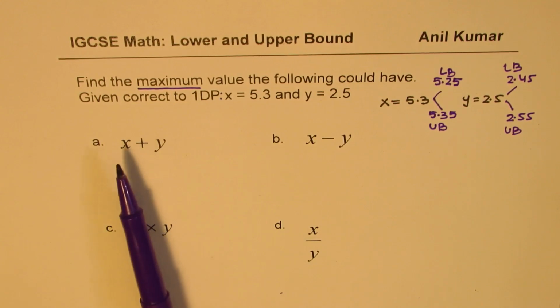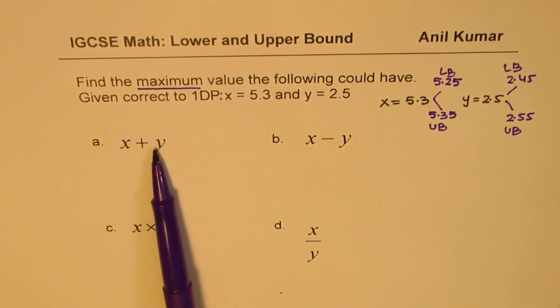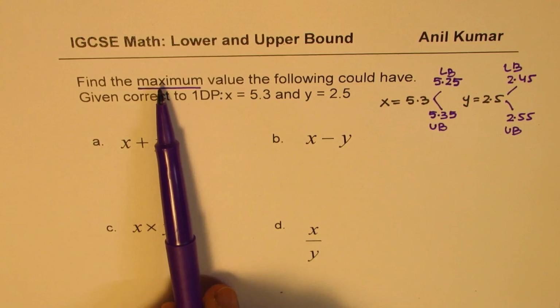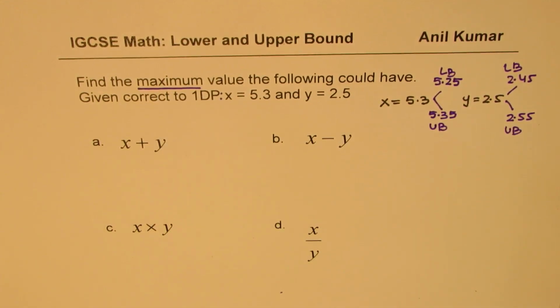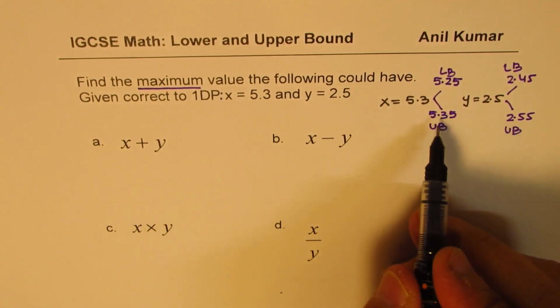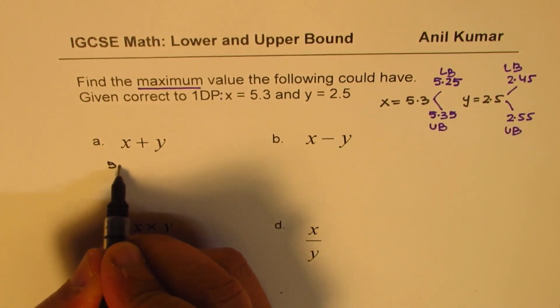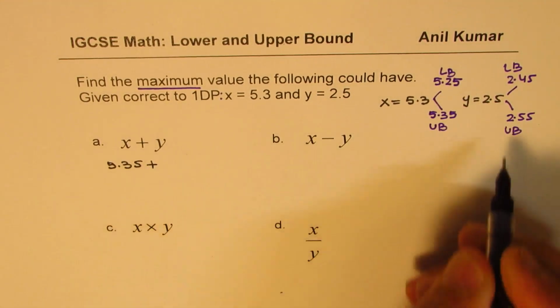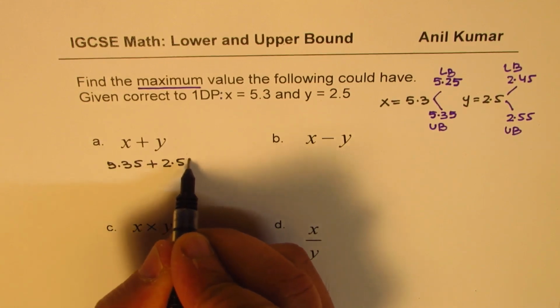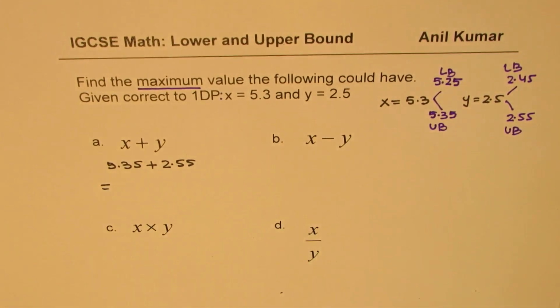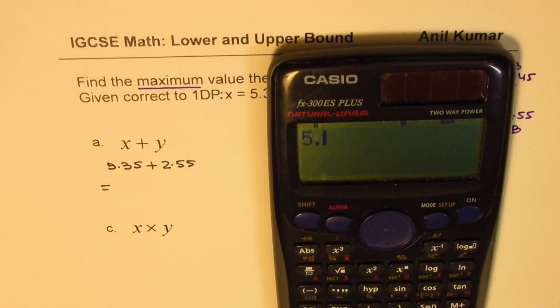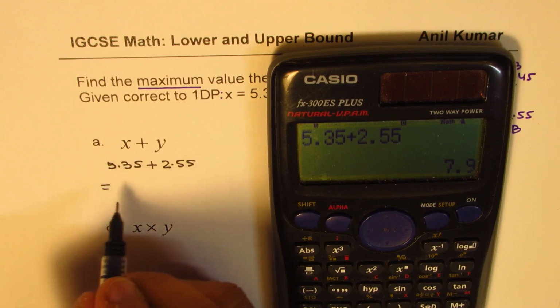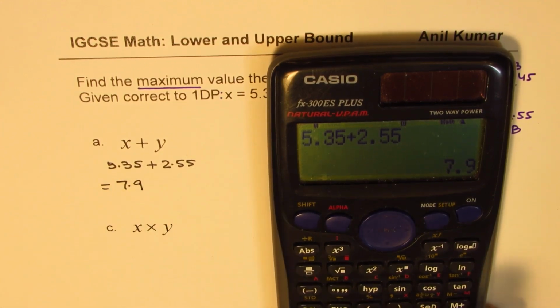Now see, if the calculation involves addition of these two, how could I get the maximum? Well, to get the maximum, I have to take the maximum values, right? So I'll add the maximum values, which are 5.35, and to them I add 2.55, correct? And that will be our maximum value, right? So I'm going to use calculator for all these calculations. 5.35 plus 2.55 will give me 79 over 10 or 7.9. So 7.9 will be the maximum value.